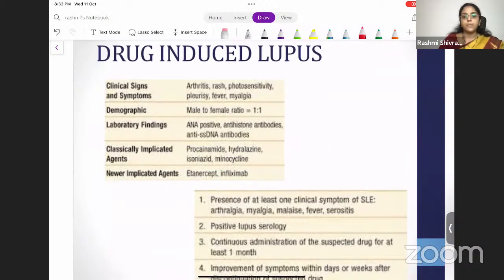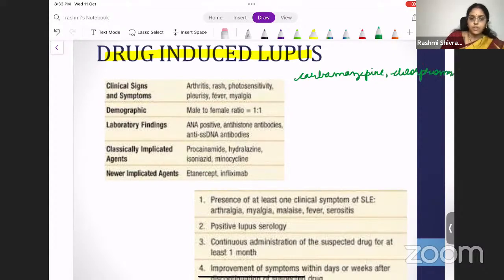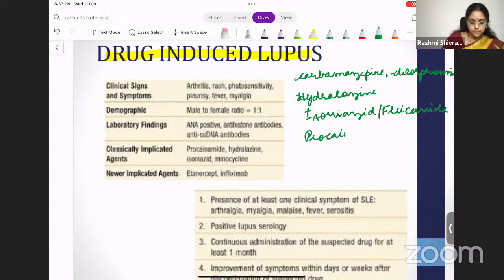Another most important topic, a favorite MCQ topic for the examiners, is drug-induced lupus. Remember some very important drugs: carbamazepine, chlorpromazine, hydralazine, isoniazid, flecainide, procainamide. These are some of the drugs which are implicated in drug-induced lupus.